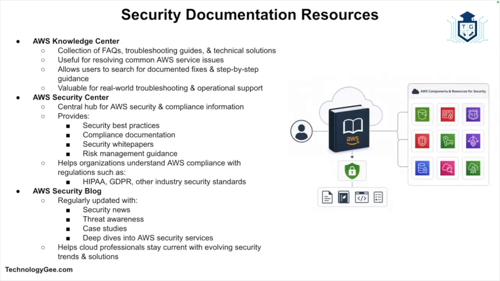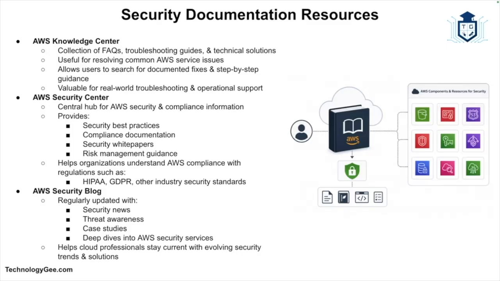All right, next let's talk about AWS security documentation and learning resources. So if you're preparing for this exam, then you need to know where to find reliable information. AWS provides a ton of documentation and resources, and knowing where to look is actually part of the exam objective. So one of the most valuable resources is the AWS Knowledge Center. This is essentially a collection of FAQs and troubleshooting guides. So if you run into an issue, then chances are someone else has already asked the same question, and AWS has documented the solution.